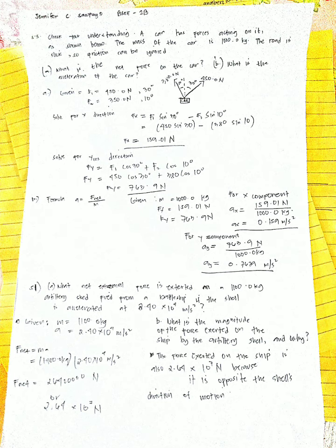B. What is the magnitude of the force exerted on the ship by the artillery shell, and why? The force exerted on the ship is also 2.64 times 10 to the power of 7 Newton because it is opposite the shell's direction of motion.